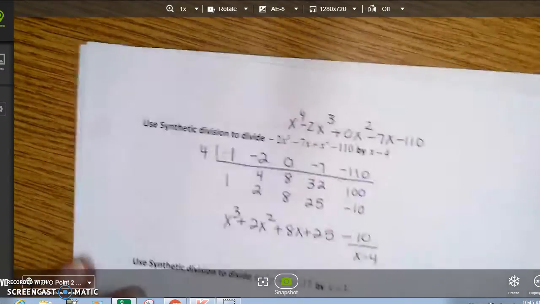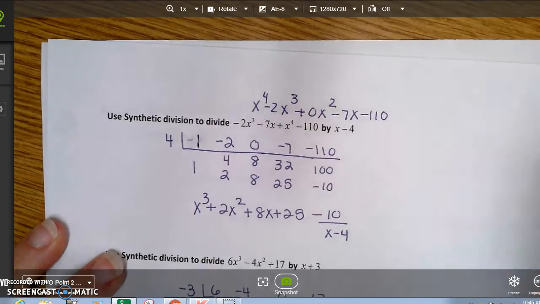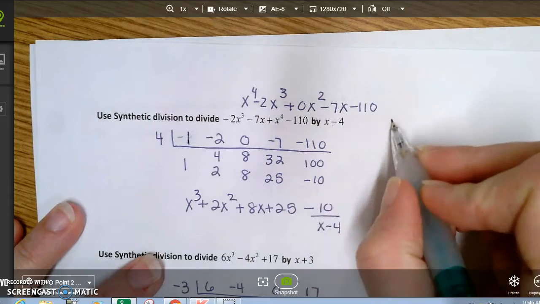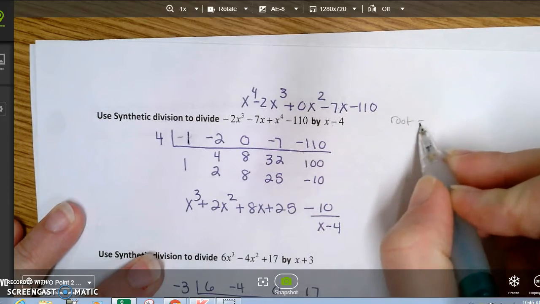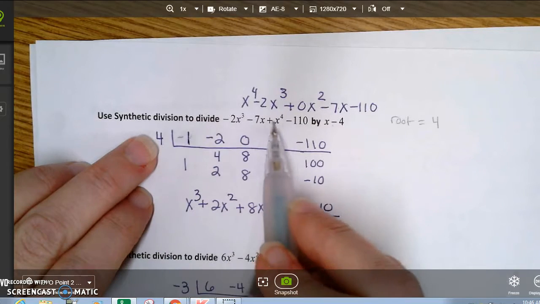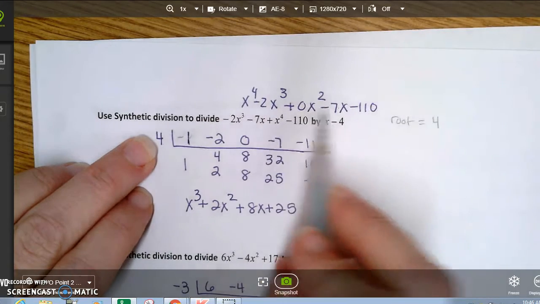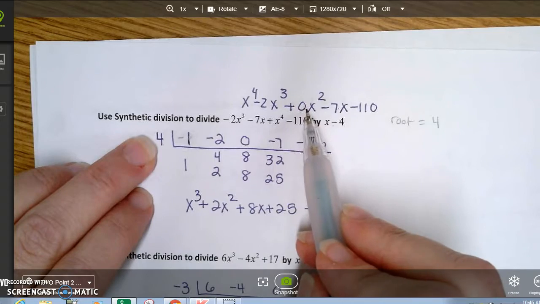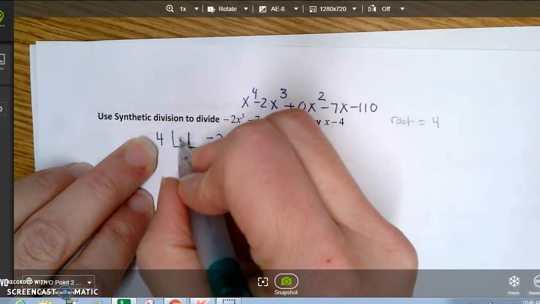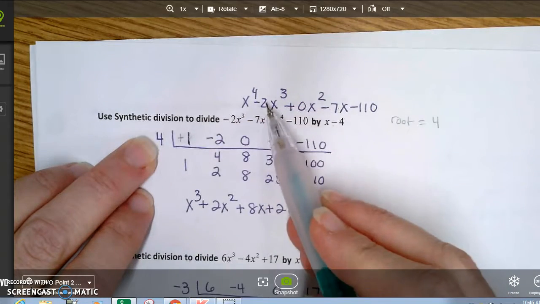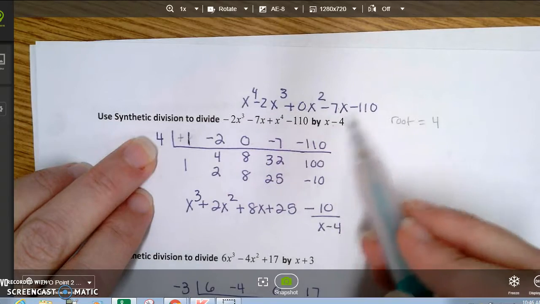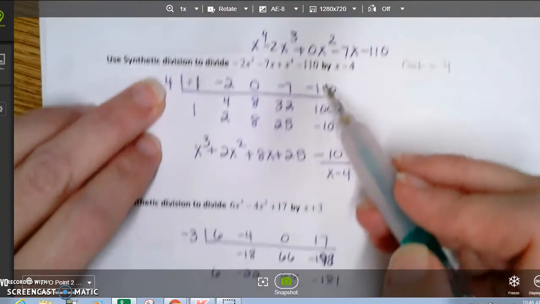So I want to use synthetic division to divide these two. My factor is x minus 4, so my root is 4. So I put the 4 here. I rearranged this polynomial up above with a 0 for the x squared. So I'm going to bring down, it should be a positive 1, negative 2, 0, negative 7, and negative 110.